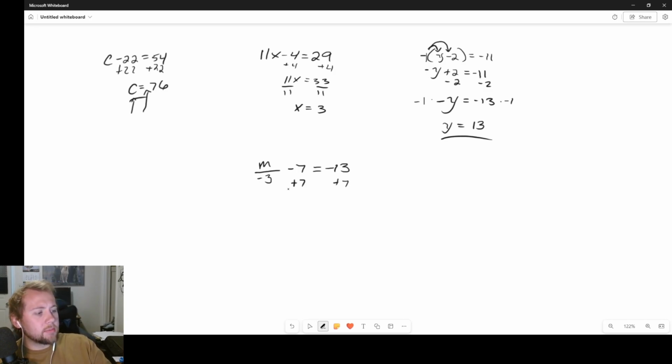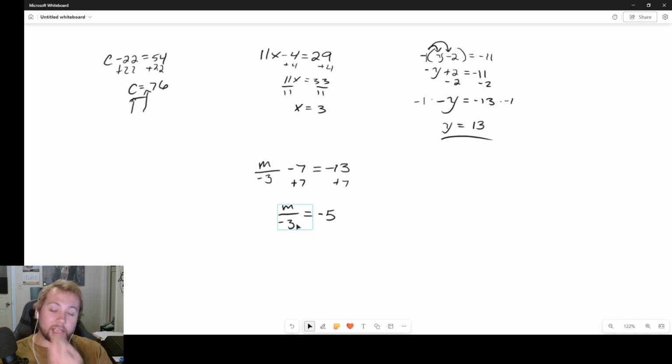So adding 7 on both sides, I get an m divided by negative 3 still on this left side. And that's going to give me a negative 5 on my right side when I do negative 13 plus a 7. It doesn't really matter if this negative's on the m out front or on that 3. Just know that this whole thing is negative.